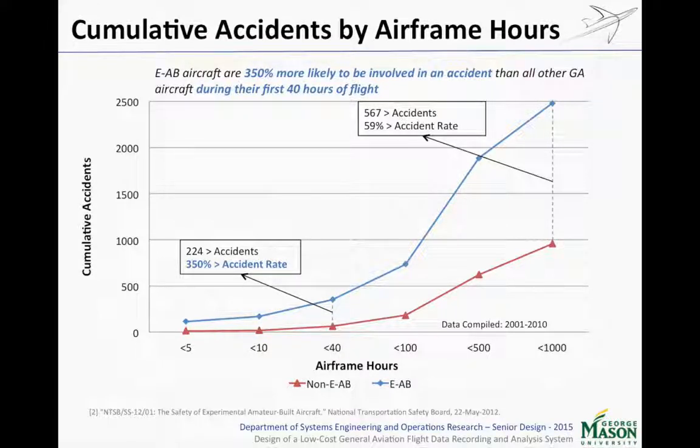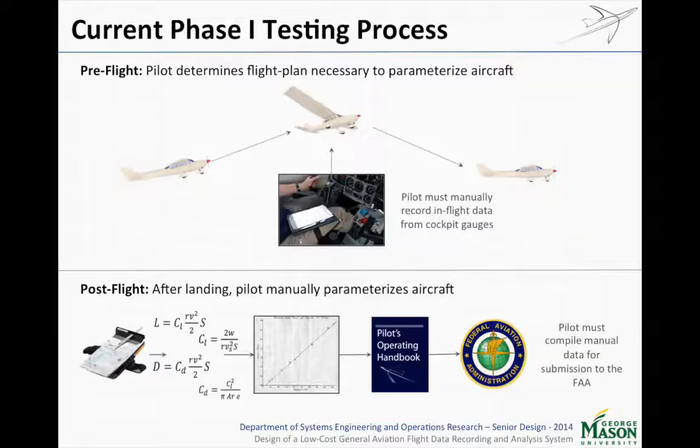But the question then is, why is this accident rate so high in their first 40 hours of flight? Well, the problem comes from the current phase 1 testing process. Currently, when these pilots decide to parameterize their aircraft, they first have to manually construct a set of flight plans before flying their aircraft. And while they're in flight, they have to manually jot down notes of measurements from their instrument panel on a pad of paper, normally strapped to their thigh with a pen.